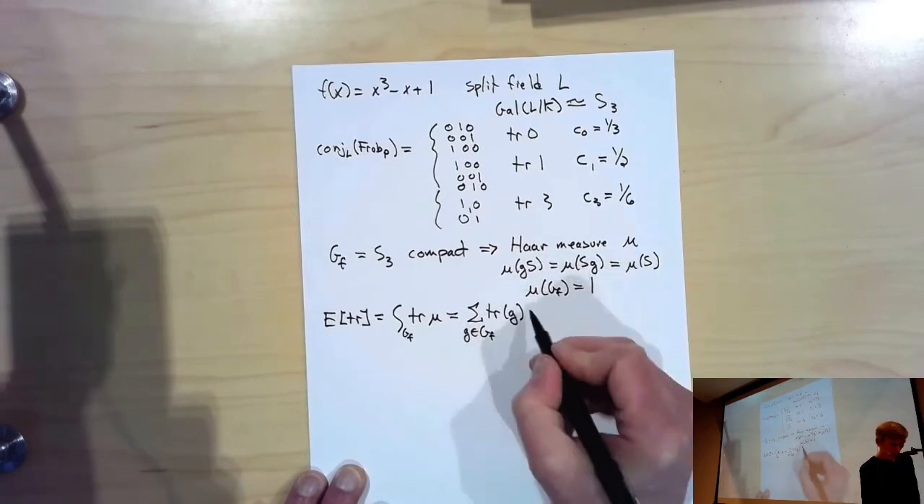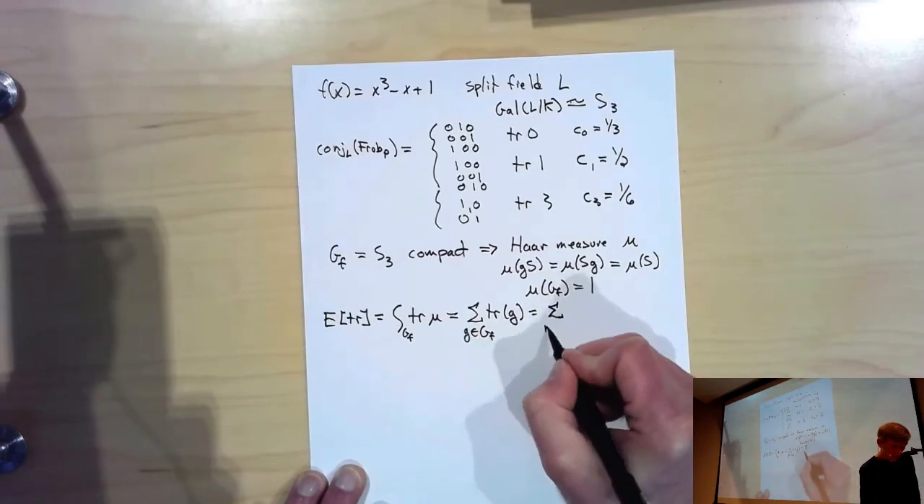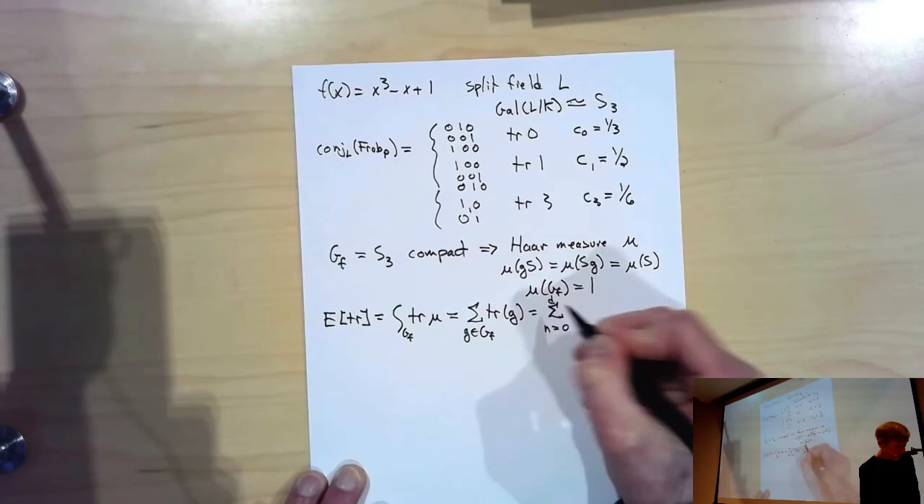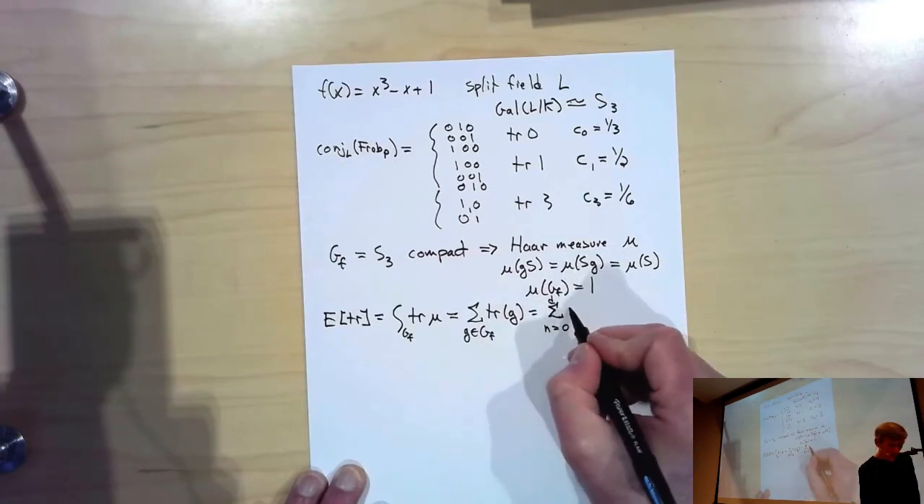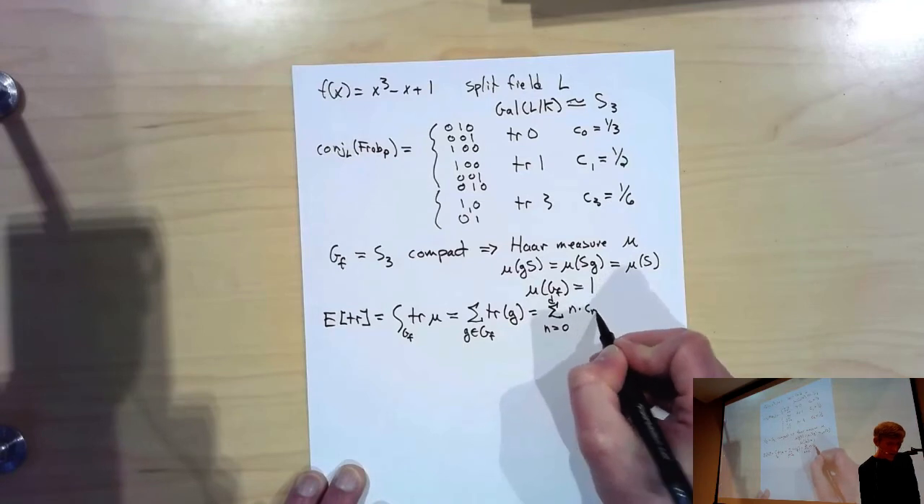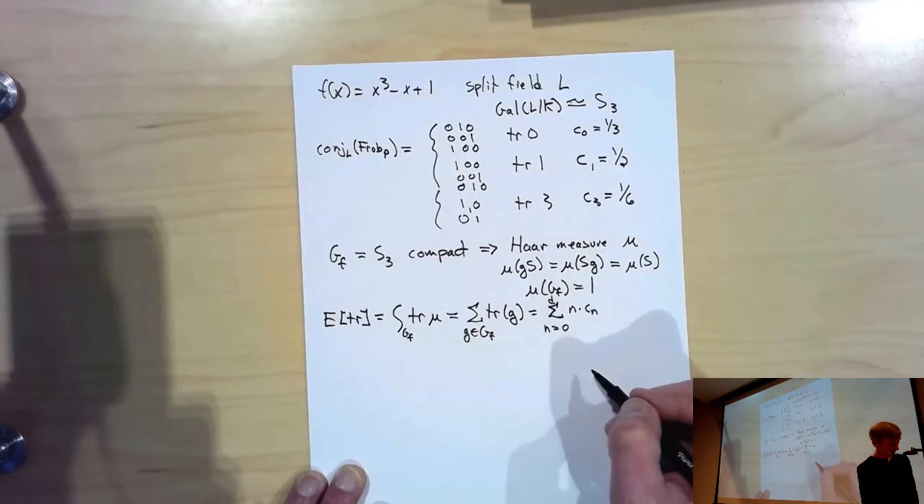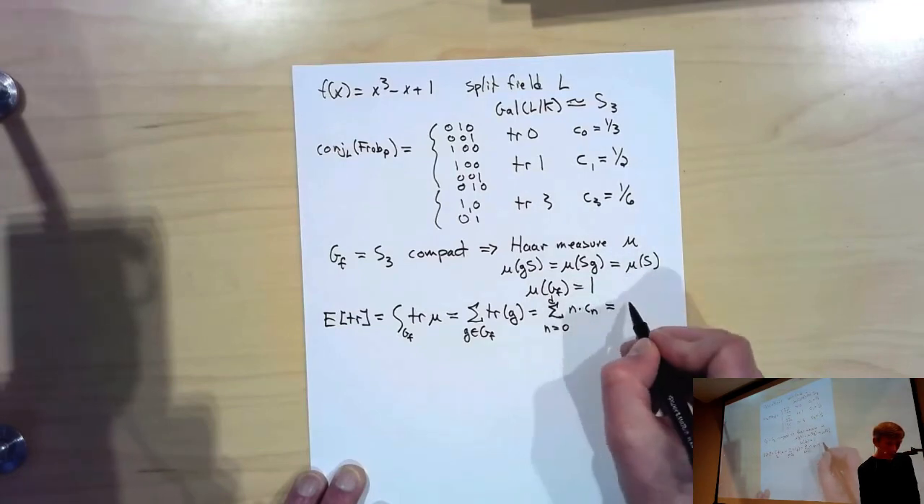What are the traces? Well, we want to think of this as a sum from n equals 0 to d, and we know the trace is going to be equal to the number of fixed points, n, times the probability that we get that particular element. And this probability is 1.